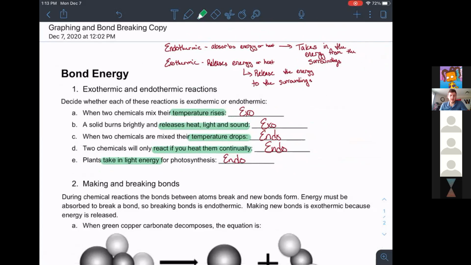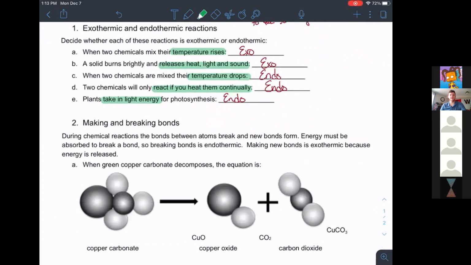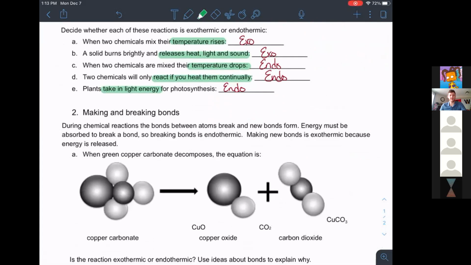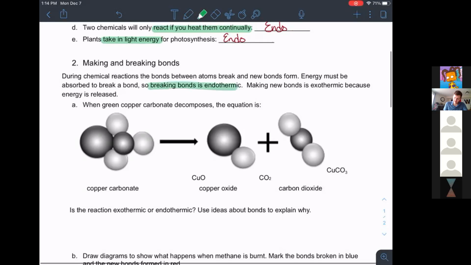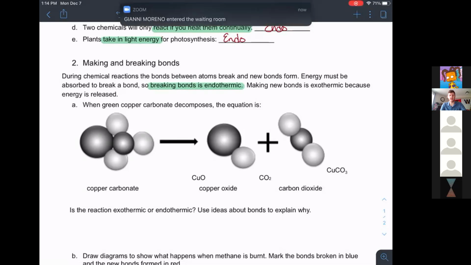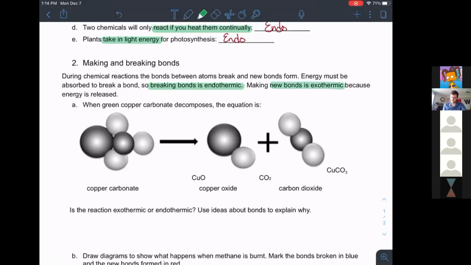All right, so the next part of the problem says that we're making and breaking bonds here. So now we're going to be talking about forming and breaking bonds and how energy is absorbed and released when doing that. So it says during chemical reactions, the bonds between atoms break and new bonds form. Energy must be absorbed to break bonds. So breaking bonds is endothermic. Making bonds is exothermic because energy gets released. So forming bonds is exothermic.